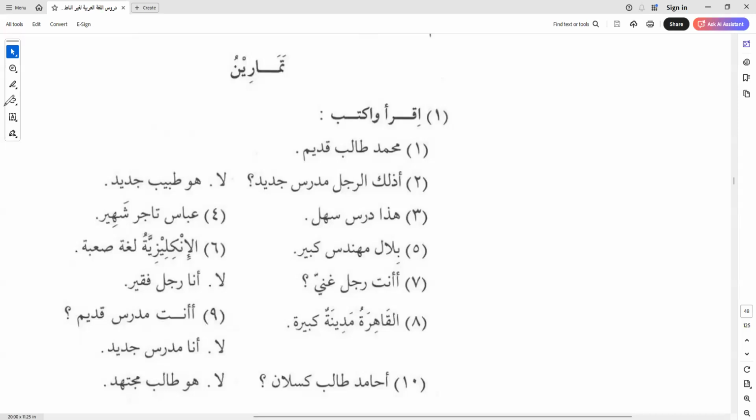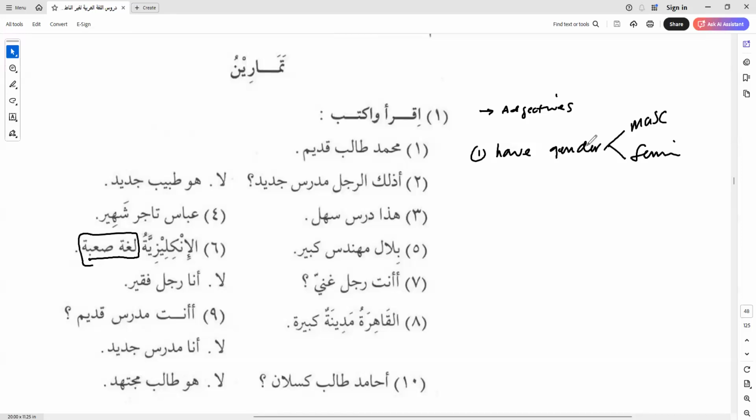Now, something very interesting here. لغة سهلة. لغة صعبة. Remember in the last lesson I said adjectives in Arabic have some features. You need to note them. In Arabic, adjectives have genders. So we can have masculine adjectives, and then we can have feminine adjectives. And most of the time, you can turn a masculine adjective to a feminine adjective by adding, remember, تاء مربوطة.